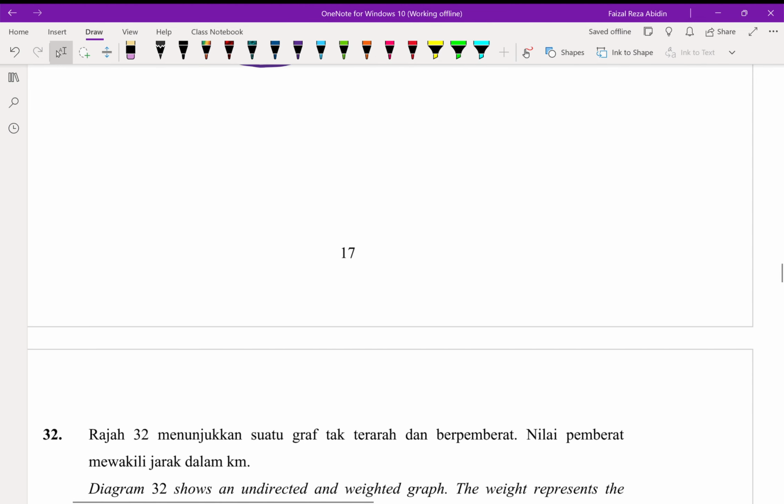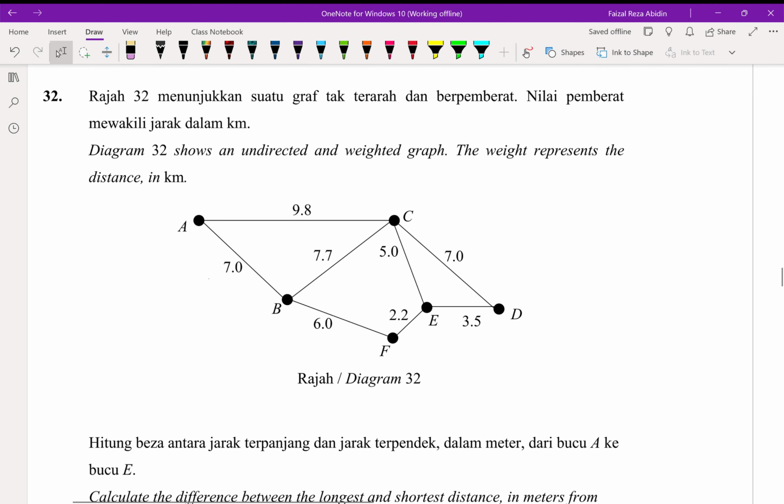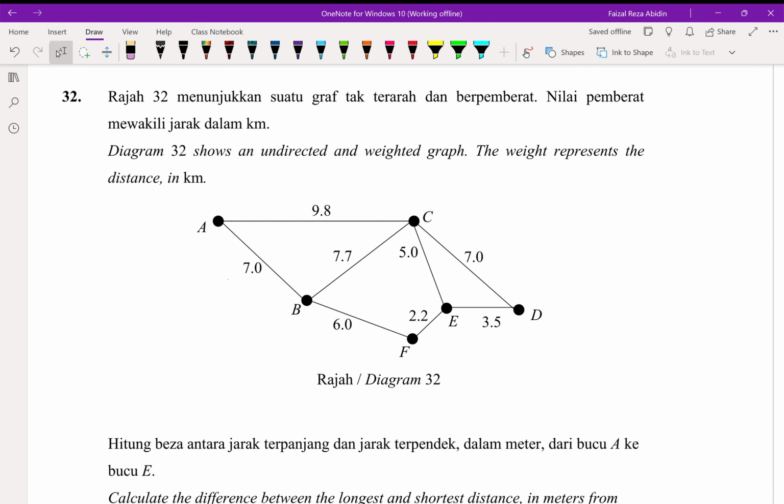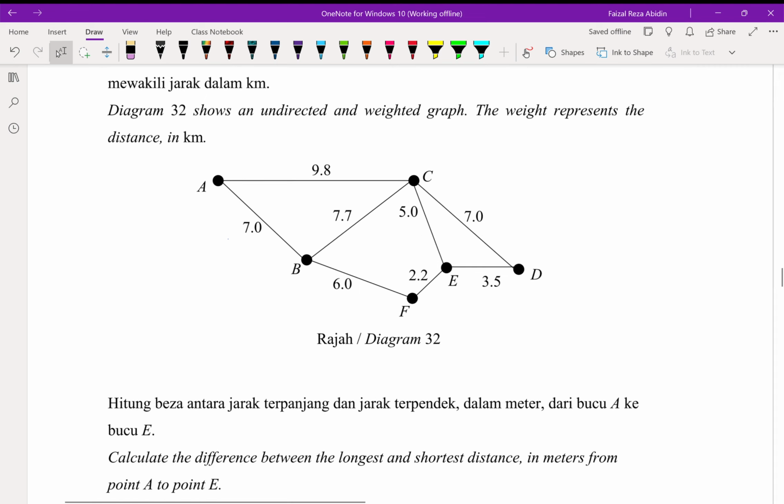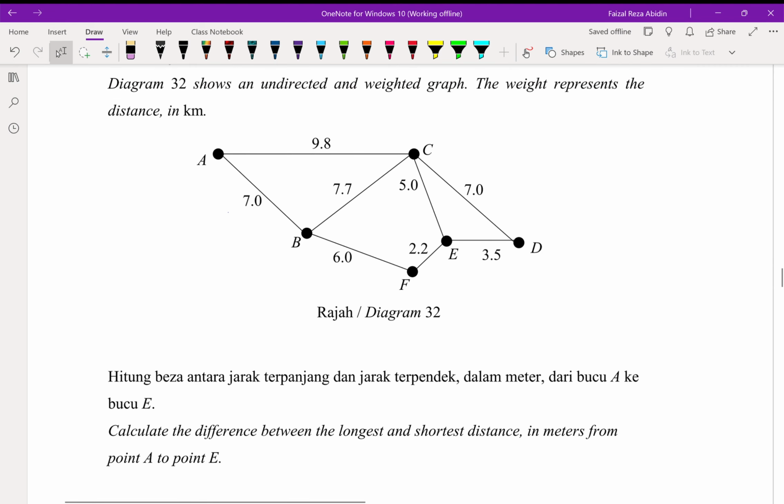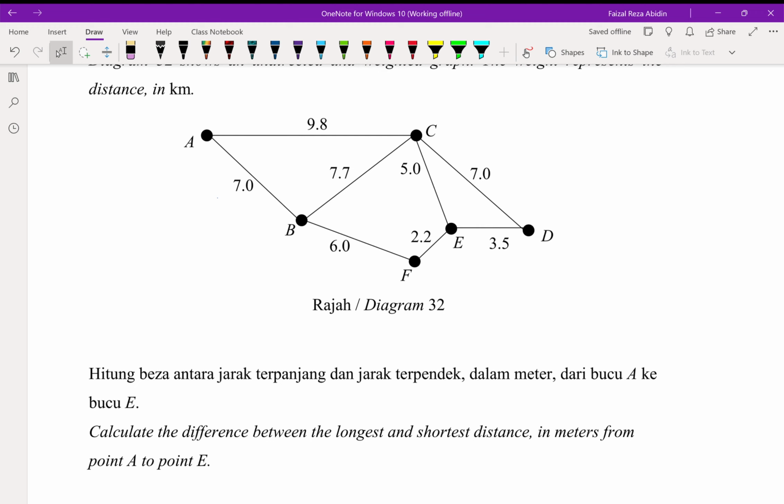Okay. Next, 32. Diagram 32 shows an undirected and weighted graph. The weight represents the distance in kilometer. Calculate the difference between the longest and shortest distance in meter from point A to point E.